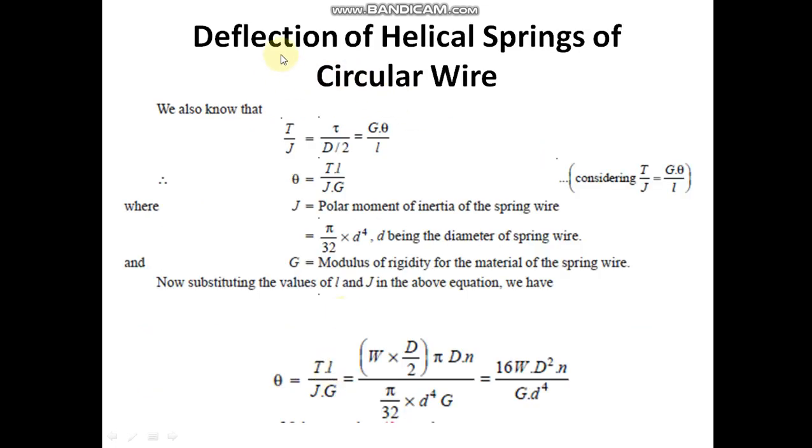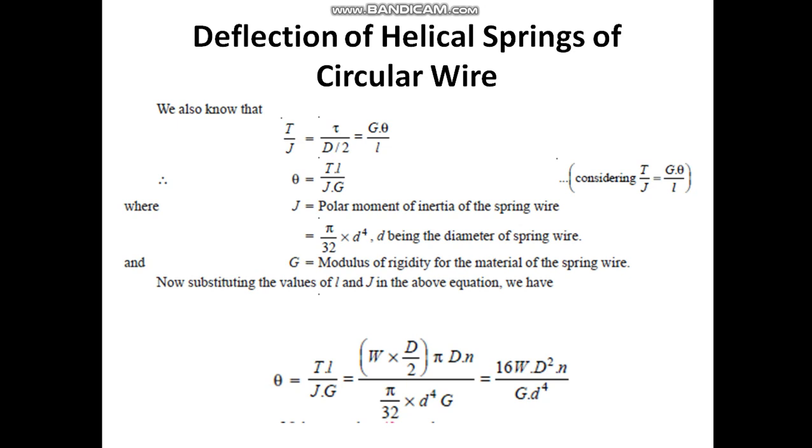Another formula that we will use in the numericals is deflection. So we will apply the torsion equation, T by J is equal to tau upon R, which is equal to C theta upon L, or G theta upon L. From this relation we will get theta, and this is TL by GJ, where J is the polar moment of inertia, pi by 32 d raised to power 4, and G is the modulus of rigidity. You don't go for the derivation, I just want to make you aware of how these formulas are derived so that you can use them in your numericals.